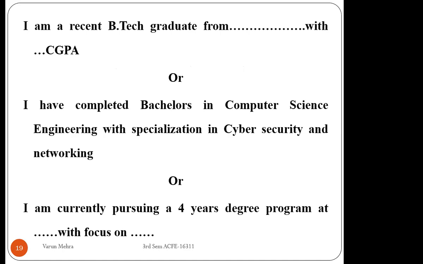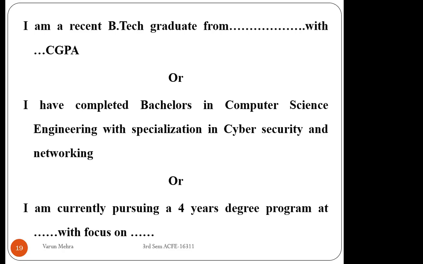Or you can say, I have completed bachelor's in computer science engineering with specialization in cyber security and networking from Amritsar group of colleges, Amritsar. Or if you are still pursuing your BTech degree and you are sitting for the interview, you can say I am currently pursuing a 4 years degree program at Amritsar group of colleges with focus on computer science engineering or with computer branch. These phrases you can directly use for telling your qualification.